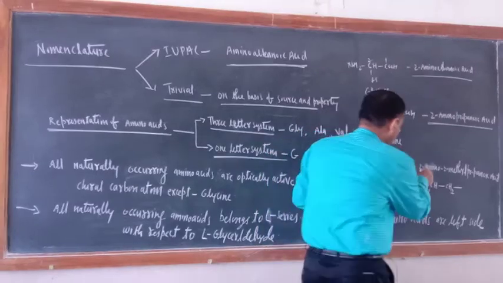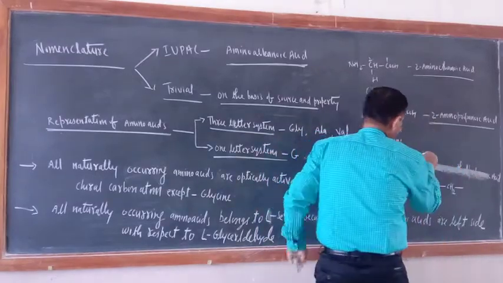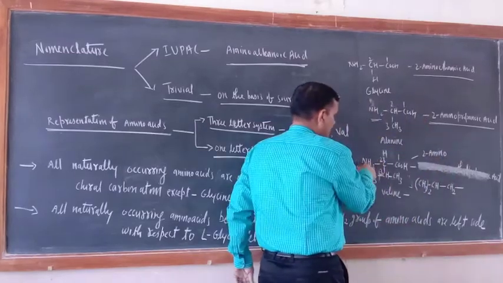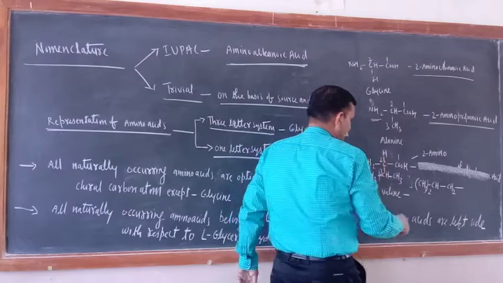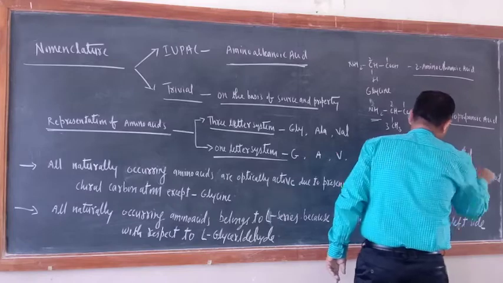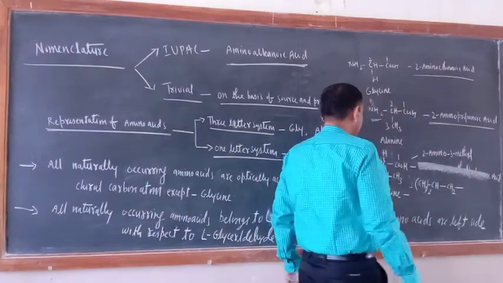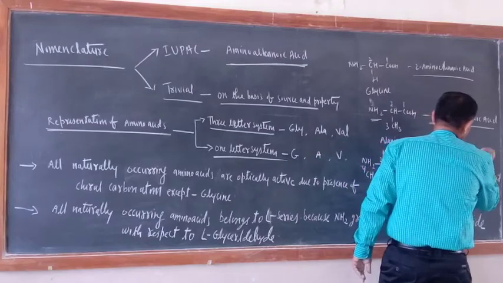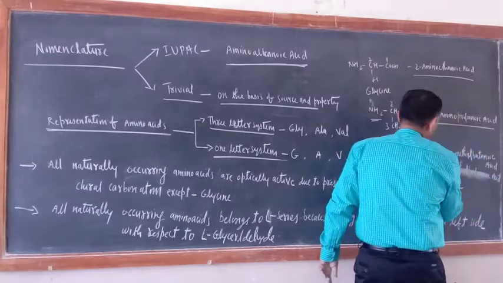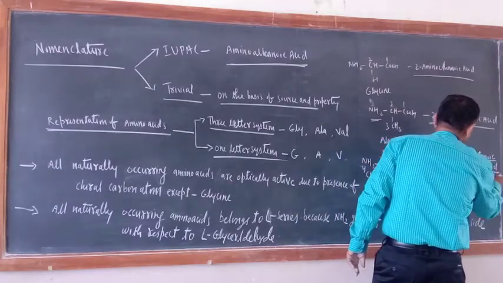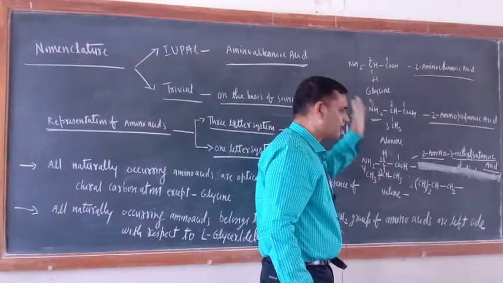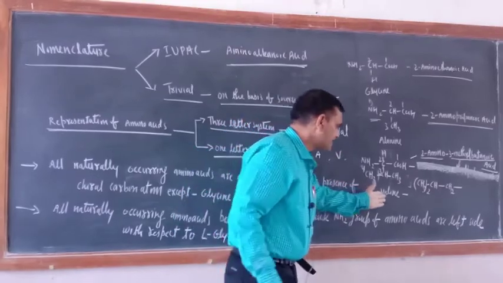So what would be the name of this one? At the 2 number carbon atom, the amino group is there. So 2-amino, then what is there? 3-methyl butanoic acid. 2-amino-3-methylbutanoic acid. This is the IUPAC name of valine.